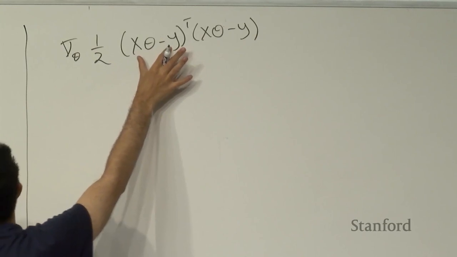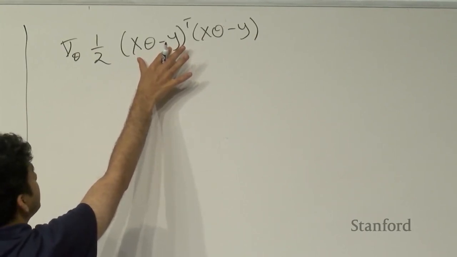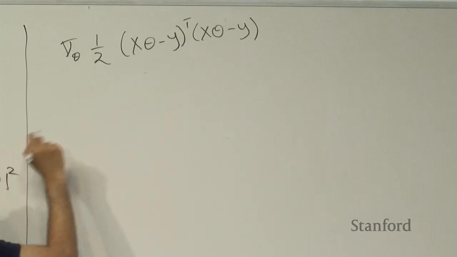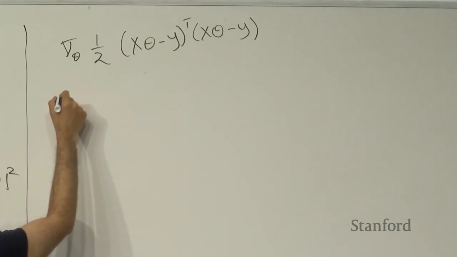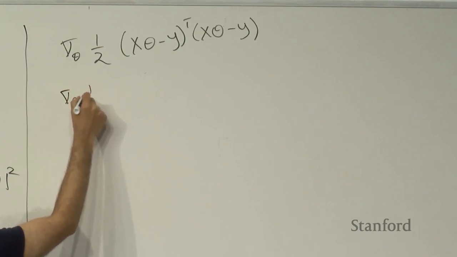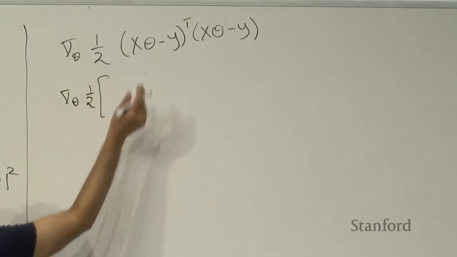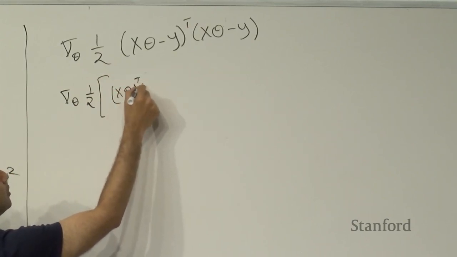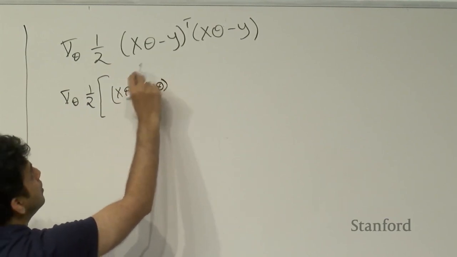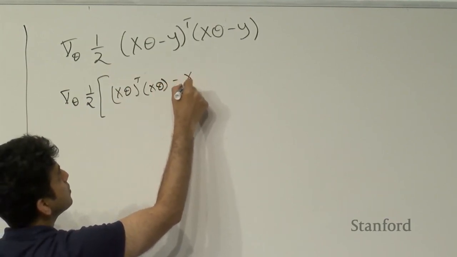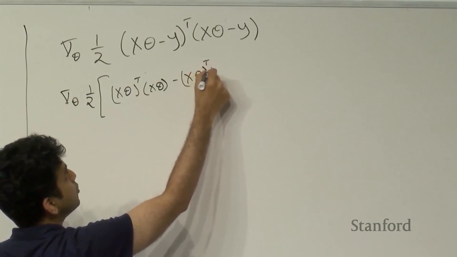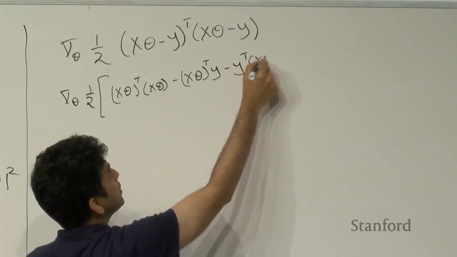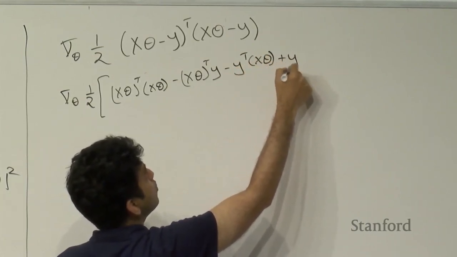So this is a vector of n dimension, of scalars of n dimension, and this is equal to just the cost function. And now let's chug through this. This is the gradient with respect to theta of half. I'm just going to expand this: X theta transpose X theta, minus X theta transpose y, minus y transpose X theta, plus y transpose y.